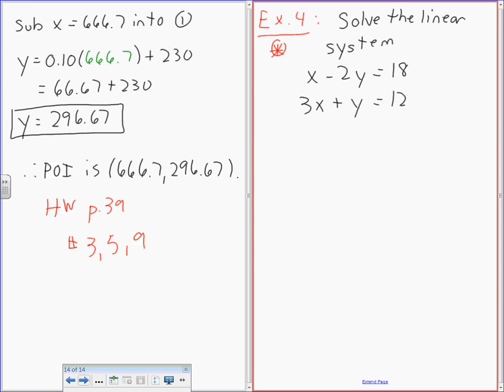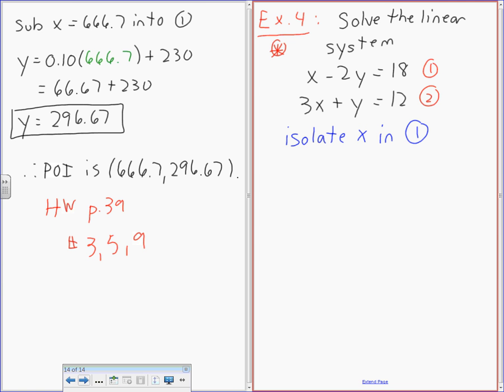Which one would you like to isolate? This x works for me, okay? So I'm going to call that 1, and I'm going to call that 2. I'm going to say use equation 1, isolate x in equation 1. Okay, so can I get a brave soul named Jenna?